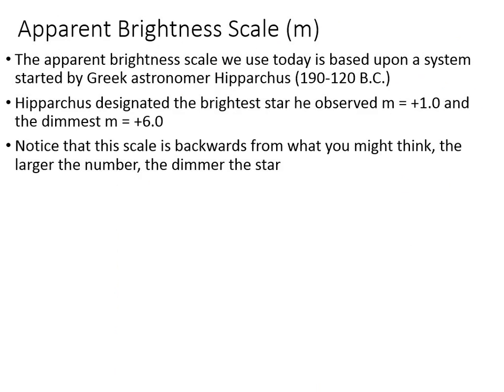So apparent brightness, little m, is what it appears to be. That's what we've been talking about, apparent brightness. Well, I'm going to put what seems like a random scale on it, and it dates back way back when, back in 190 to 120 BC.